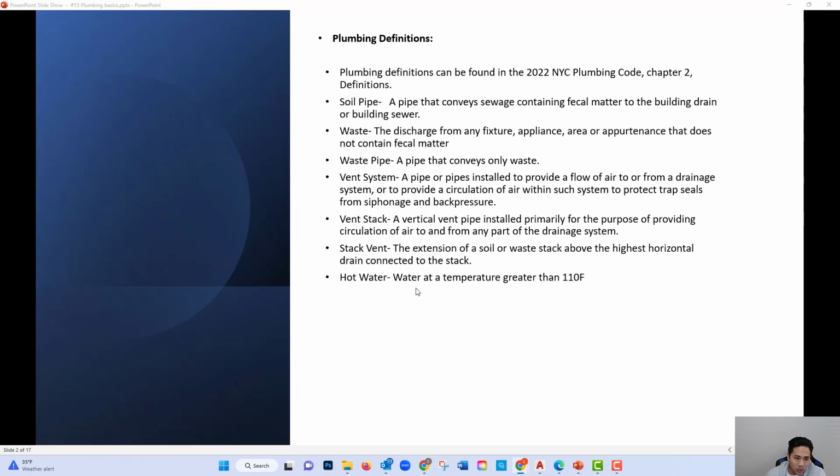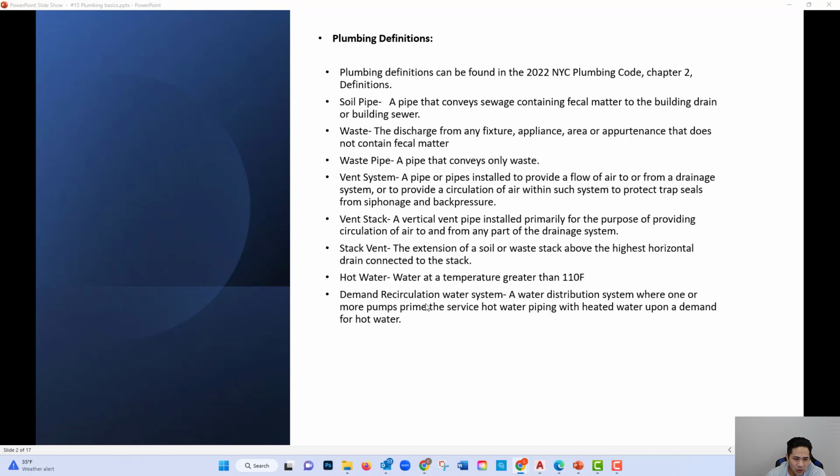Hot water is water at a temperature greater than 110 degrees Fahrenheit, typically for domestic water systems. Water to, let's say, a lavatory or a sink would generally be around 110 to about 120. You don't want to go over 120 because that increases the chances of scalding and burning. So that's the reason why the maximum temperature is typically limited to 110 or 120.